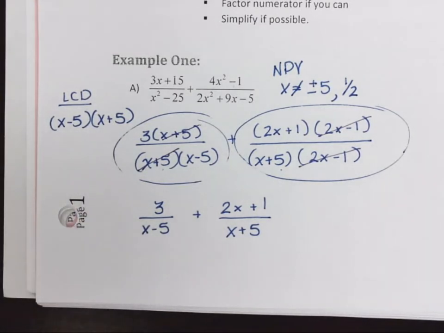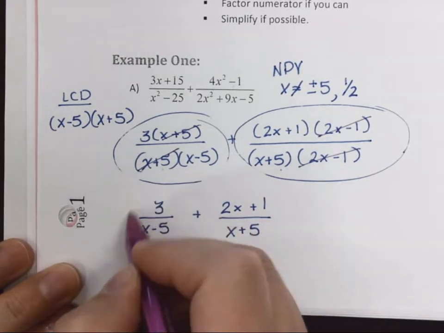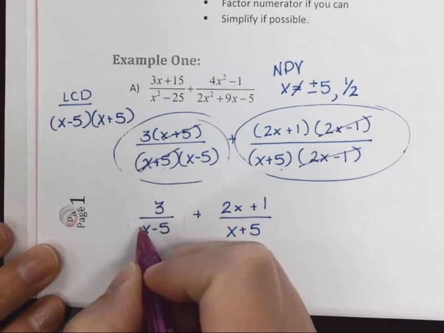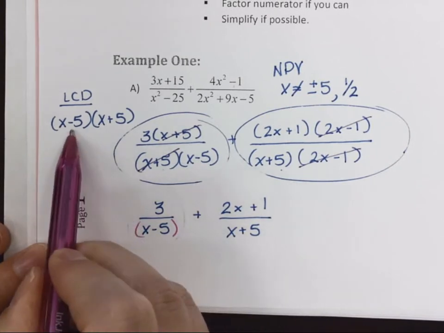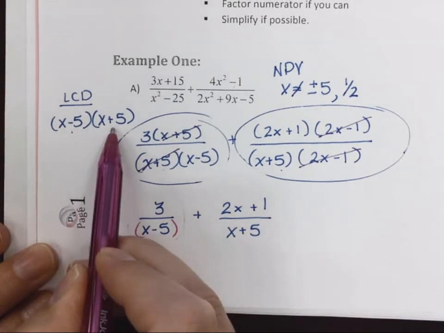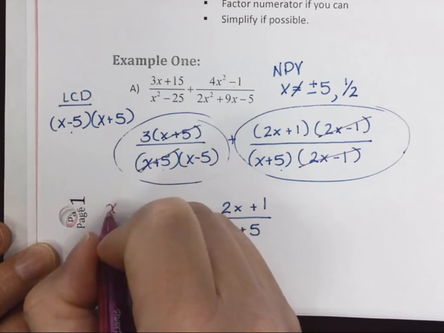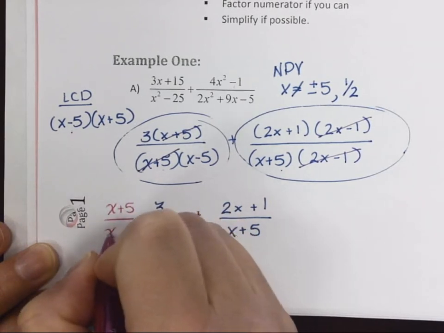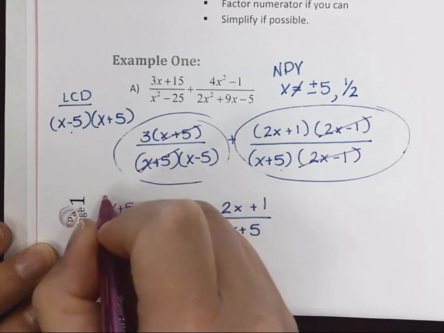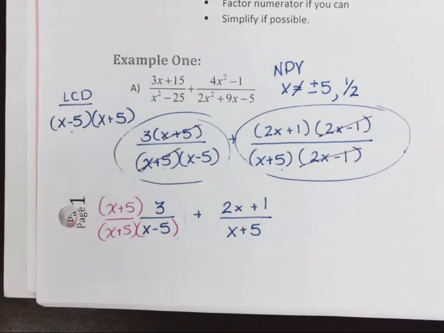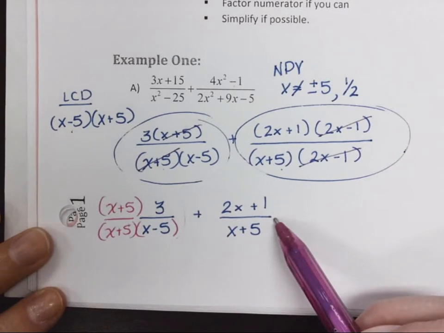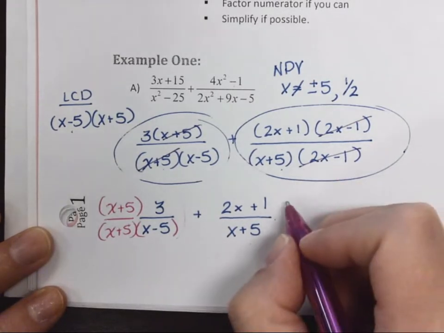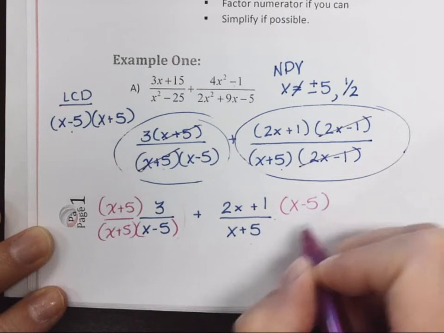Okay, so in my first term here, what's missing? I have the x minus 5, so I'm missing the x plus 5. So I'm going to times top and bottom by x plus 5. Pavlo, use brackets. Make you feel better. All right, so if I go over to this one, I have the x plus 5, so I'm missing the x minus 5.